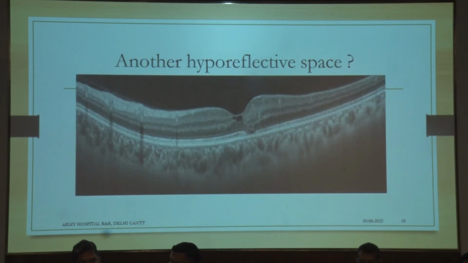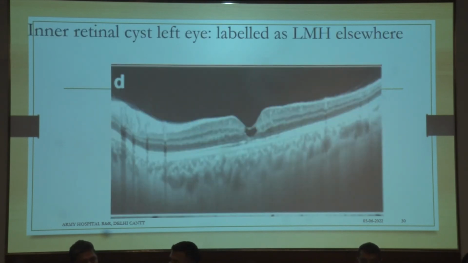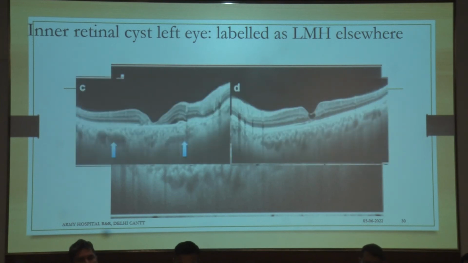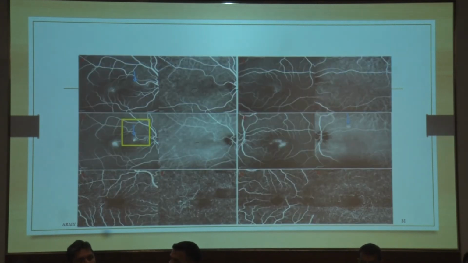Again, this is what I was talking about, the hyporeflective space. Yes, again, you must start thinking in terms of MacTel. Definitely, once you see the other eye, because even a lamellar macular hole can be misdiagnosed as a case of LMH, but you see the other eye, and if it is affected, then yes, you have to start thinking of MacTel. You see these color pictures, you can see those telangiectatic vessels and bilateral involvement. So you diagnose it as a case of MacTel.